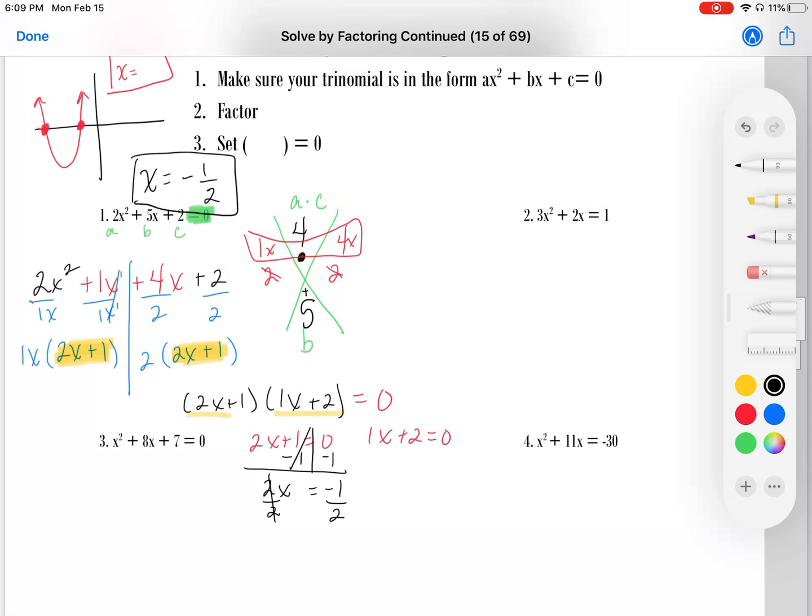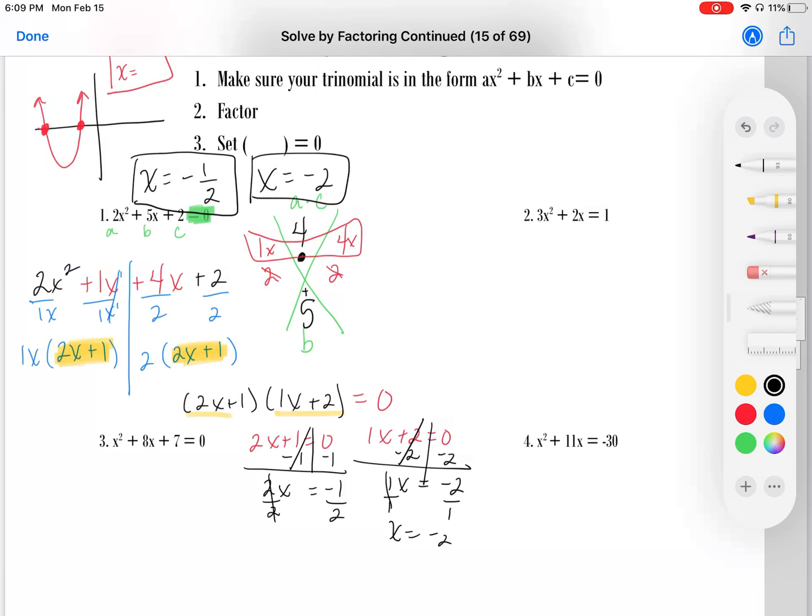The other answer, to solve for x, you subtract 2 from both sides. That makes it go away. On the left, I still have a 1x. 0 minus 2 is the number negative 2. To get x by itself, you divide. Negative 2 divided by 1 is the number negative 2. So my other solution is x equals negative 2.